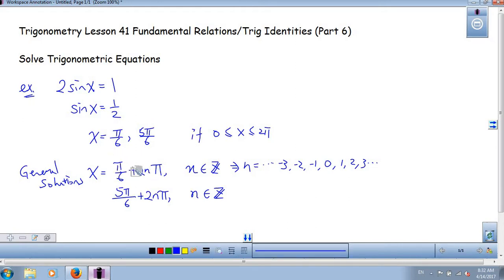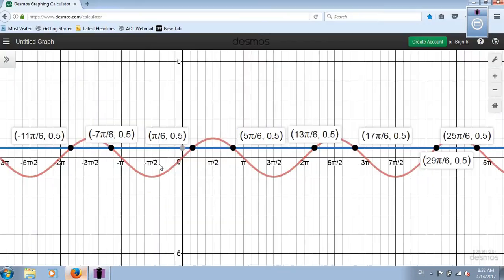Okay, for example, if I want to get pi over 6, I plug in 0, right? That will give me pi over 6. If I want to get 13 pi over 6, I plug in 1, so that will be pi over 6 plus 2 times 1 times pi. So that's pi over 6 plus 2 pi, which will give us 13 pi over 6. So you see, to get pi over 6, I do pi over 6 plus 2 times 0 times pi. To get 13 pi over 6, I do pi over 6 plus 2 times 1 times pi. And to get 25 pi over 6, I do pi over 6 plus 2 times 2 times pi. So I just want to make sure that you understand how everything repeats itself in a cycle of 2 pi.